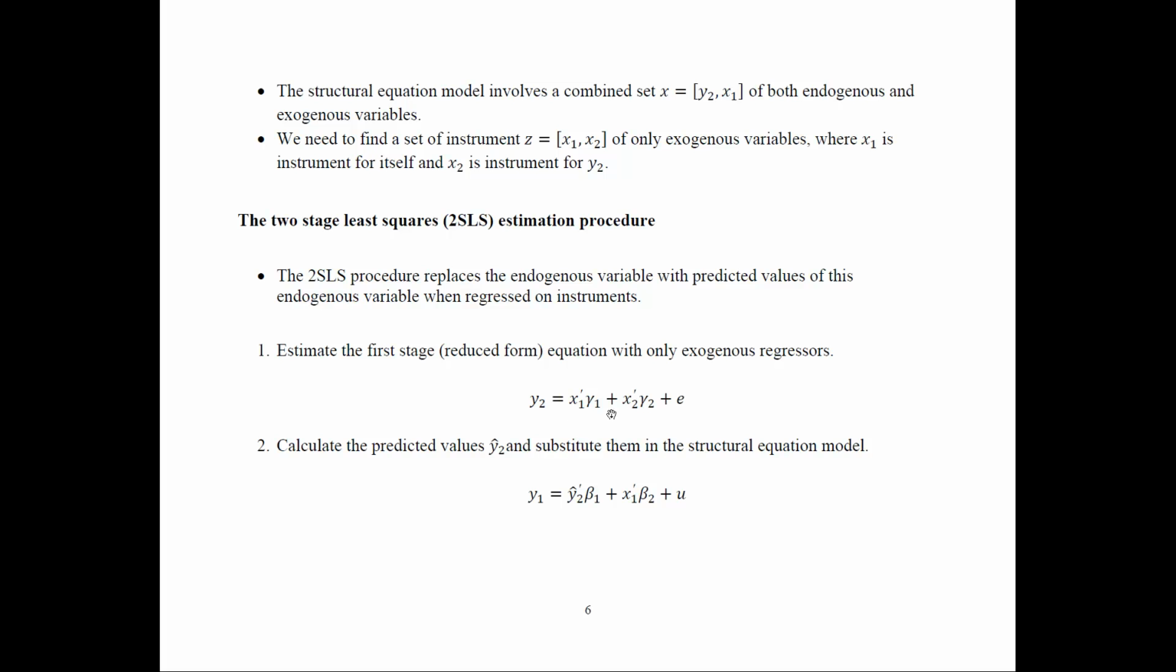So once we estimate this equation, we save the predicted values, and then we substitute them in the structural equation model. This was the structural equation model, and instead of the original variable y2 that we had, now we're going to use y2 hat, which comes from the first stage equation. So here hopefully we would correct for endogeneity by using its predicted values. That's the whole philosophy of the two-stage least squares estimation procedure.